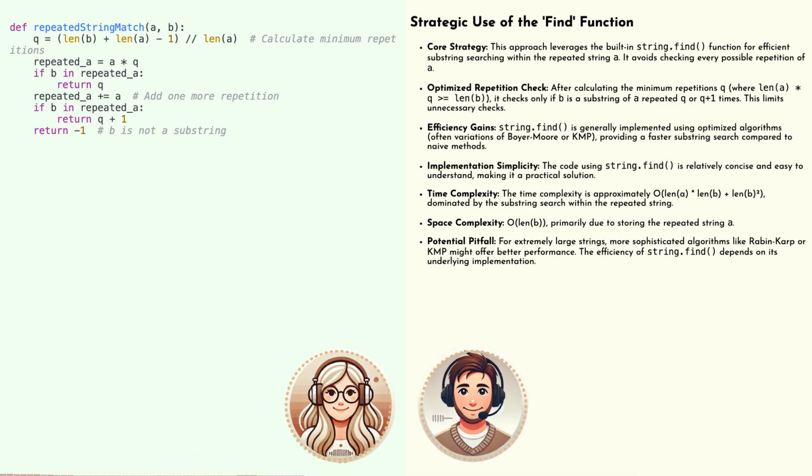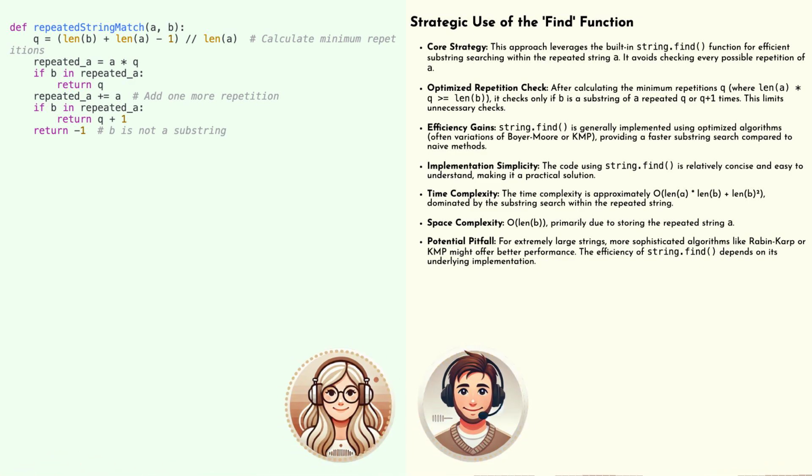I like the sound of that. Strategically is good. So we take our first potential repeated A, use find to see if B is tucked in there, and if not, we move to the second potential length, the one with the extra repetition. Boom. Exactly. No wasted effort, no building giant strings we don't need. We're working smarter, not harder.